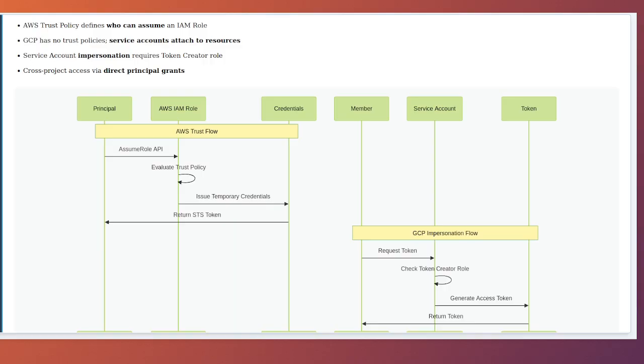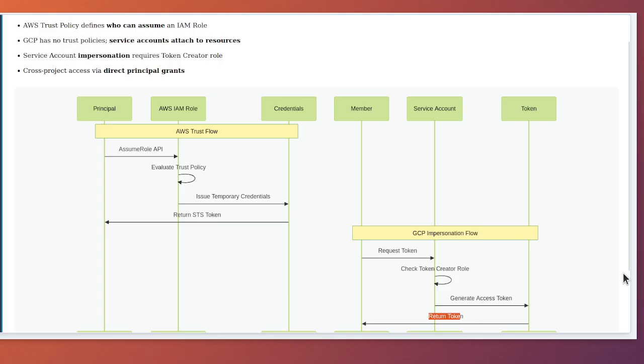For service account impersonation, which is the closest equivalent to assuming a role, GCP uses the Service Account Token Creator role. If you grant this role to a user or service account on another service account, they can generate tokens to act as that service account. This is similar to assuming a role in AWS, but requires explicit permission through IAM bindings.